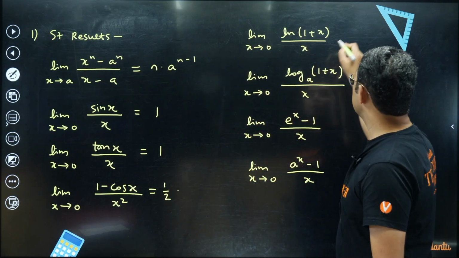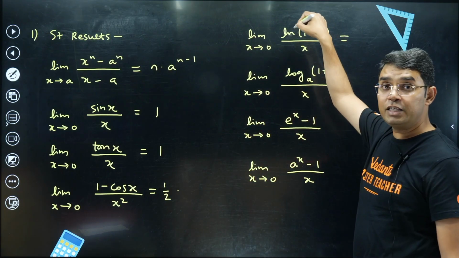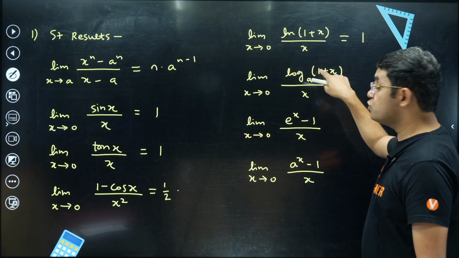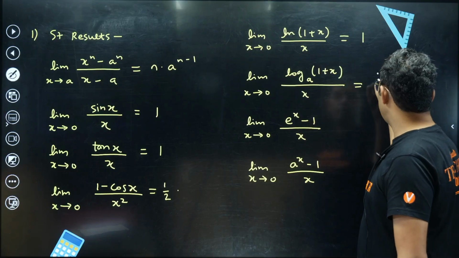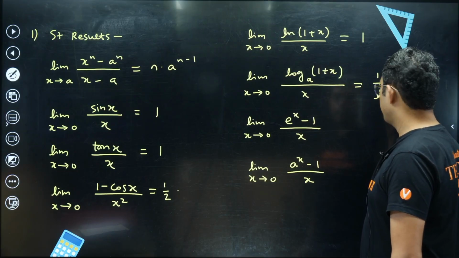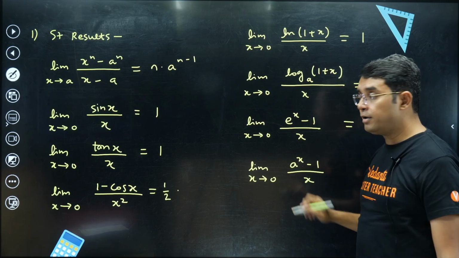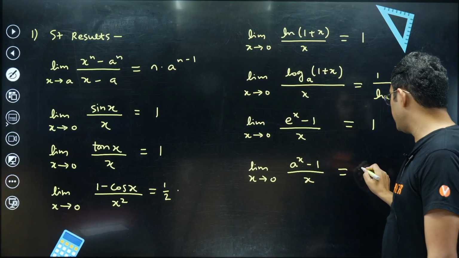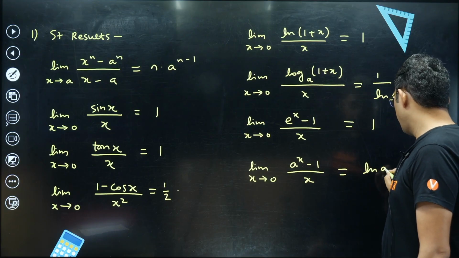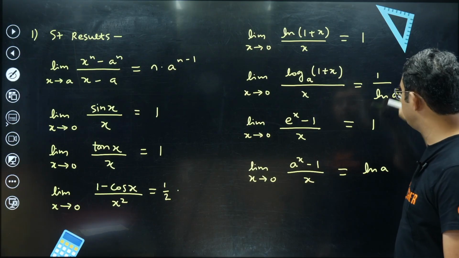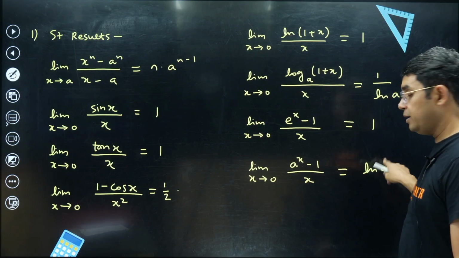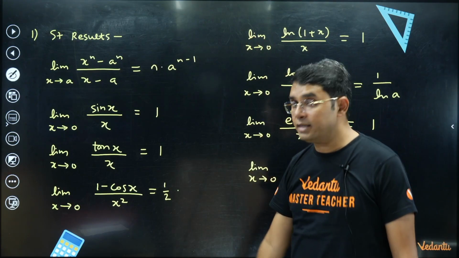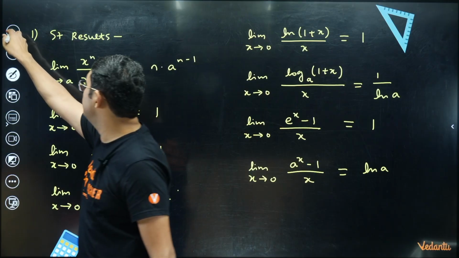Then, if it is ln(1 plus x) upon x with the natural base, it will be 1 when x tends to 0. But if it is not the natural base, then it will be 1 upon ln a. If it is (e^x minus 1) upon x, it will be 1. If it is (a^x minus 1) upon x, then it will be ln a. You can see between these two, ln a is coming here, and in the other case, ln a is coming in the denominator. All these results you must remember.